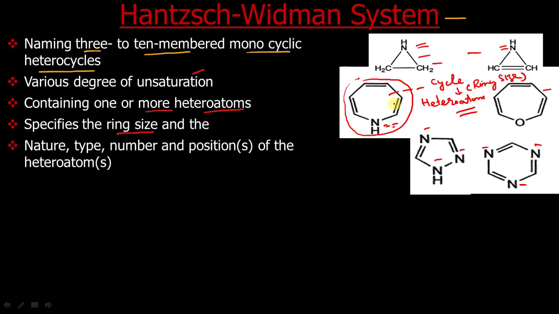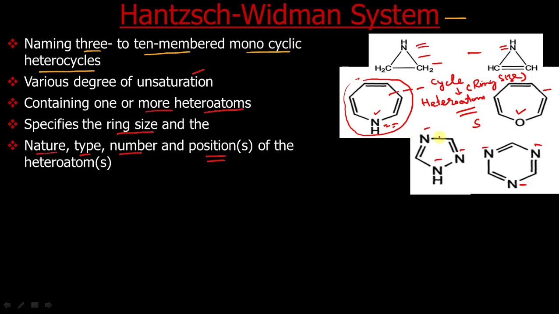our next slide. And it is also used to indicate the nature, meaning whether this heteroatom is a nitrogen or oxygen or sulfur. This is the nature of the heteroatom type. Similarly, nature and type are the same, and whether this is monovalent, divalent, etc. And the number, how many heteroatoms are present in the ring, and what is the position of the heteroatom.